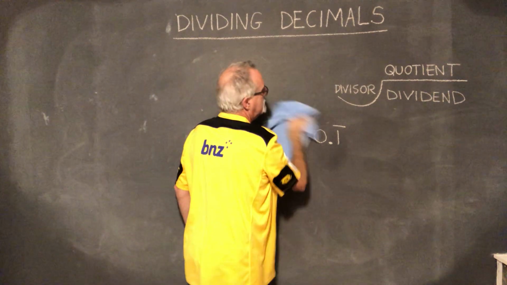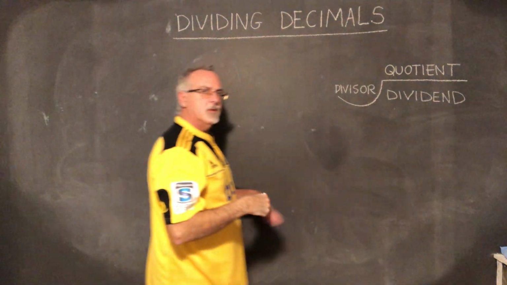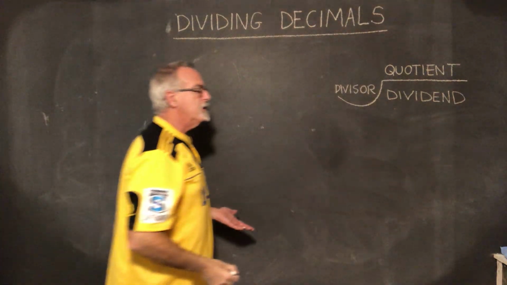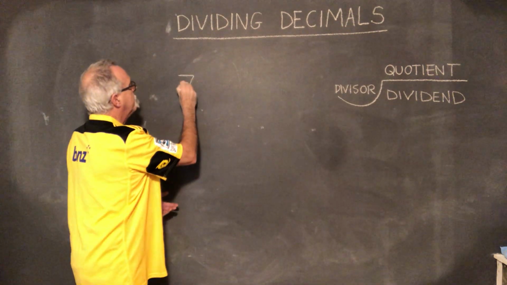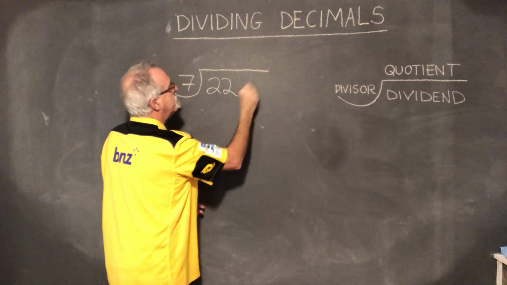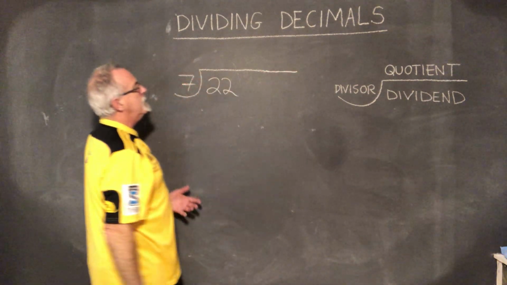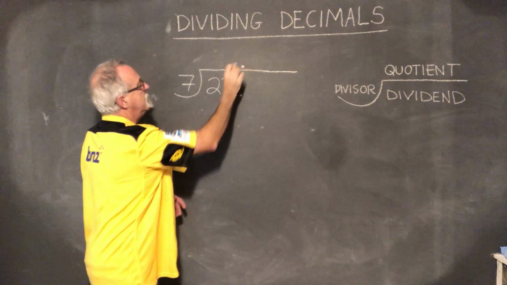So let's try another one where we'll get decimals that go on and we have to decide what to do. 7 divided into 22. And again, I'm making my line long just in case. Where is my decimal? It's here. So therefore there's a decimal there.